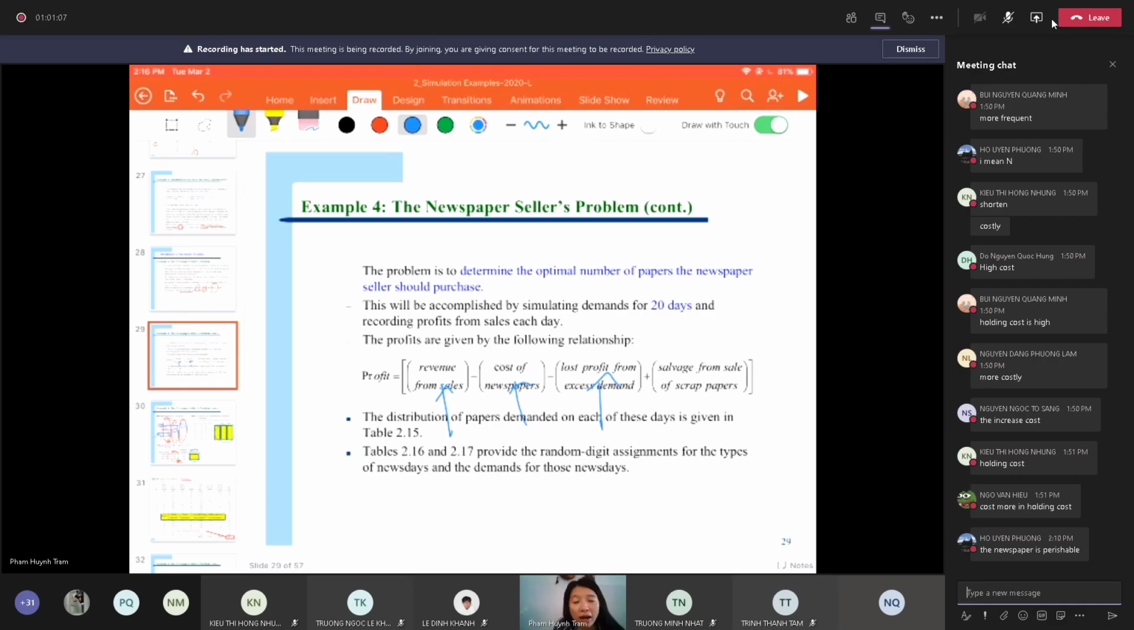And let's say if we buy too much, we keep the old newspapers and no one wants to buy them, except we sell them as scrap paper. We lose money but get back a little amount. So we get the salvage from the sale of scrap paper. This is the way we calculate the profit, and we want to increase the profit. We want to vary different numbers of newspapers and see the profit we get.